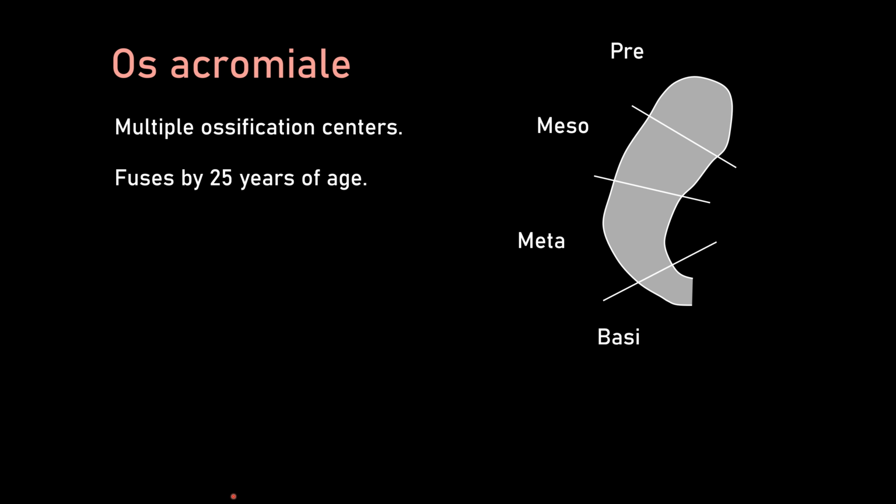Now, what is os acromiale? The acromion develops from multiple ossification centers which join by the age of 25. If any of these ossification centers fail to join the rest of the acromion, it is termed as basi, meta, meso or pre-acromion.